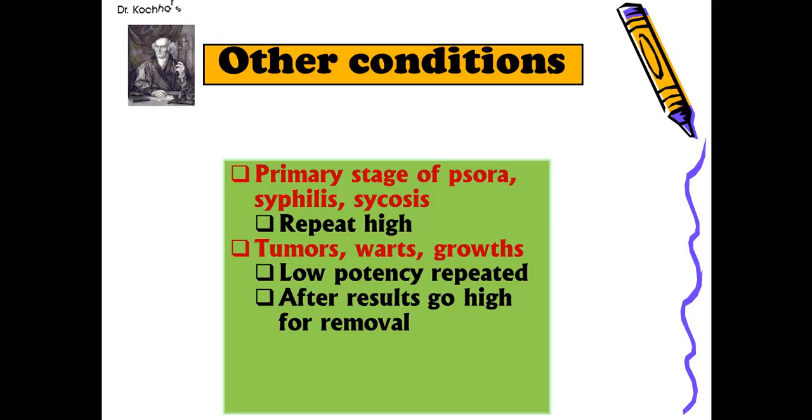As a result, over there you are required to give higher potency for removal. Now this model you cannot apply to all conditions. Otherwise, if you apply this model to all conditions, then the lesson will be wrong. So for removal, as I have told, after repeated low potencies, we have to go to higher potency for removal.